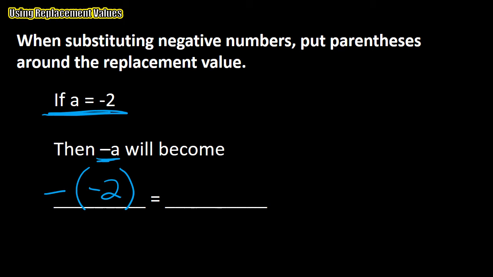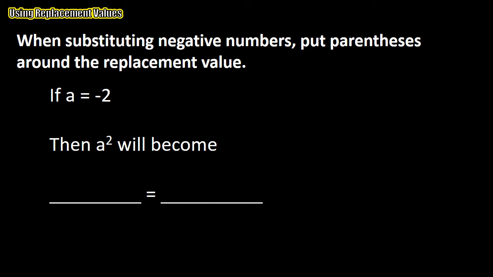So you can see it looks kind of crazy. I have a negative on the outside and -2 on the inside. What this is really telling us is that I have -1 times -2. A negative times a negative is going to give me a positive. So I can say that the opposite of a, or negative a, will become just +2. So you can see in the replacement values, I just put parentheses around it to make it easier.